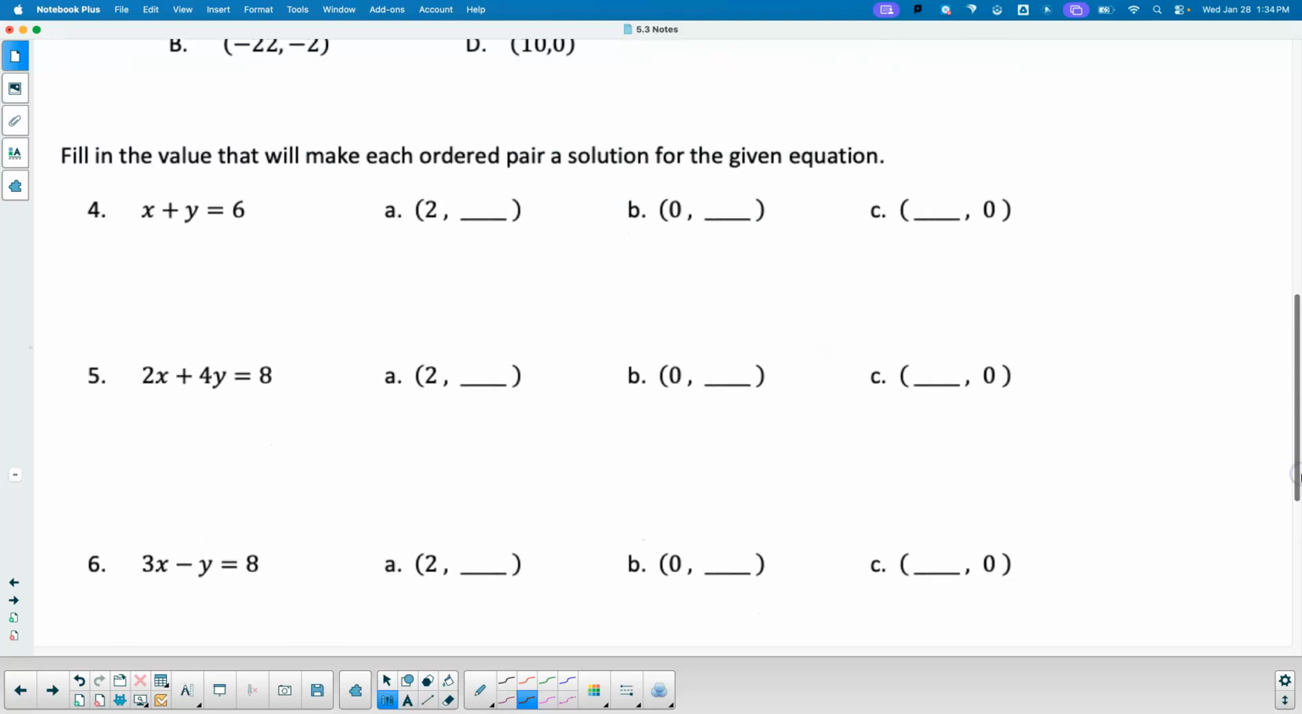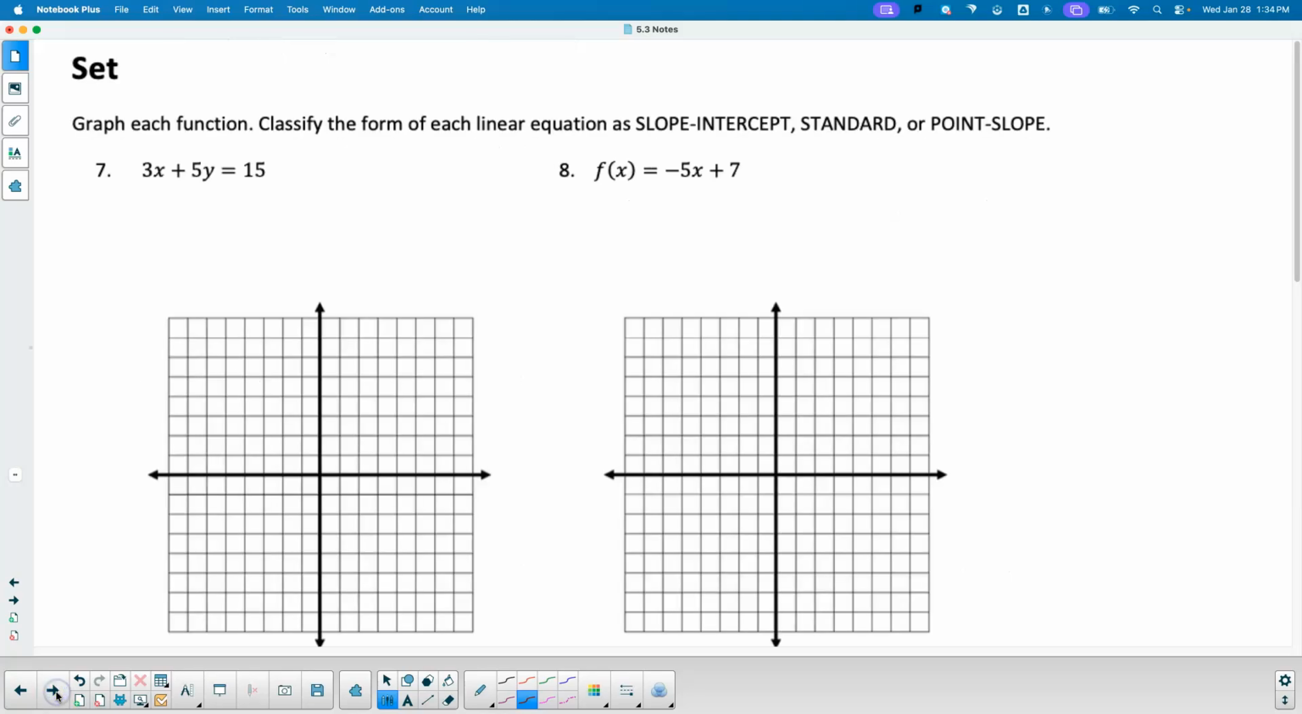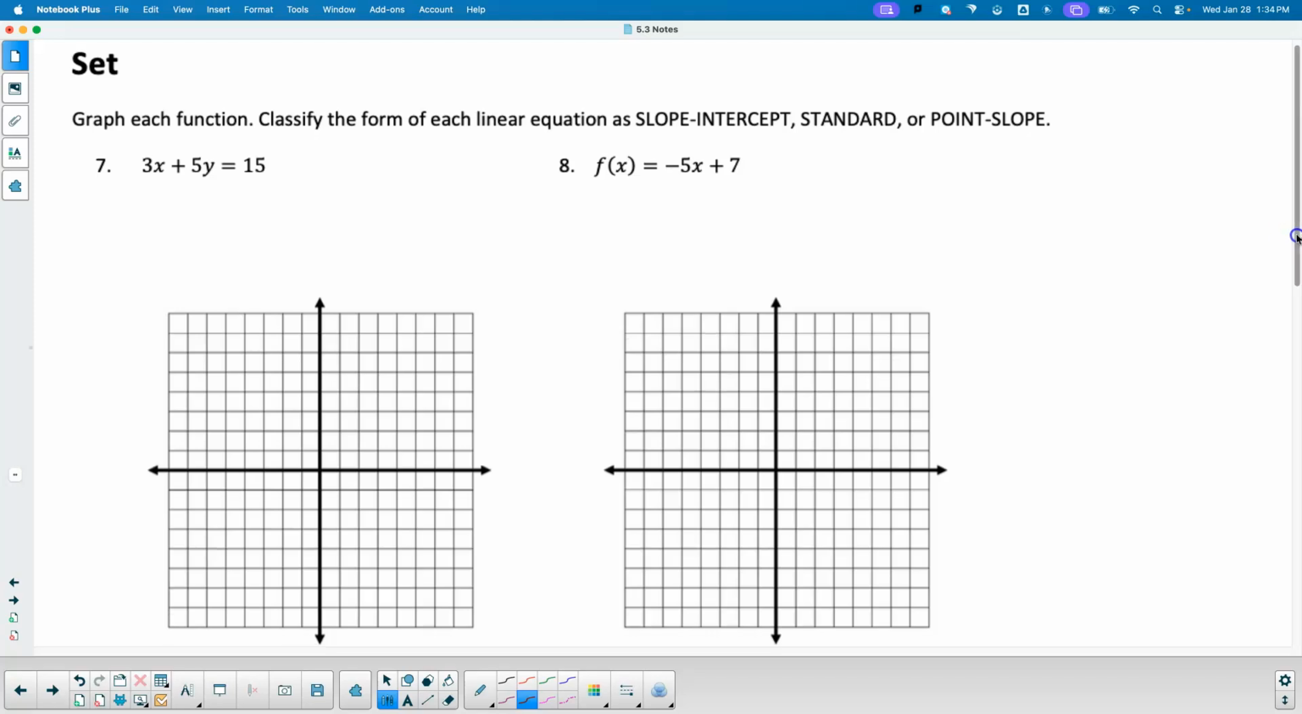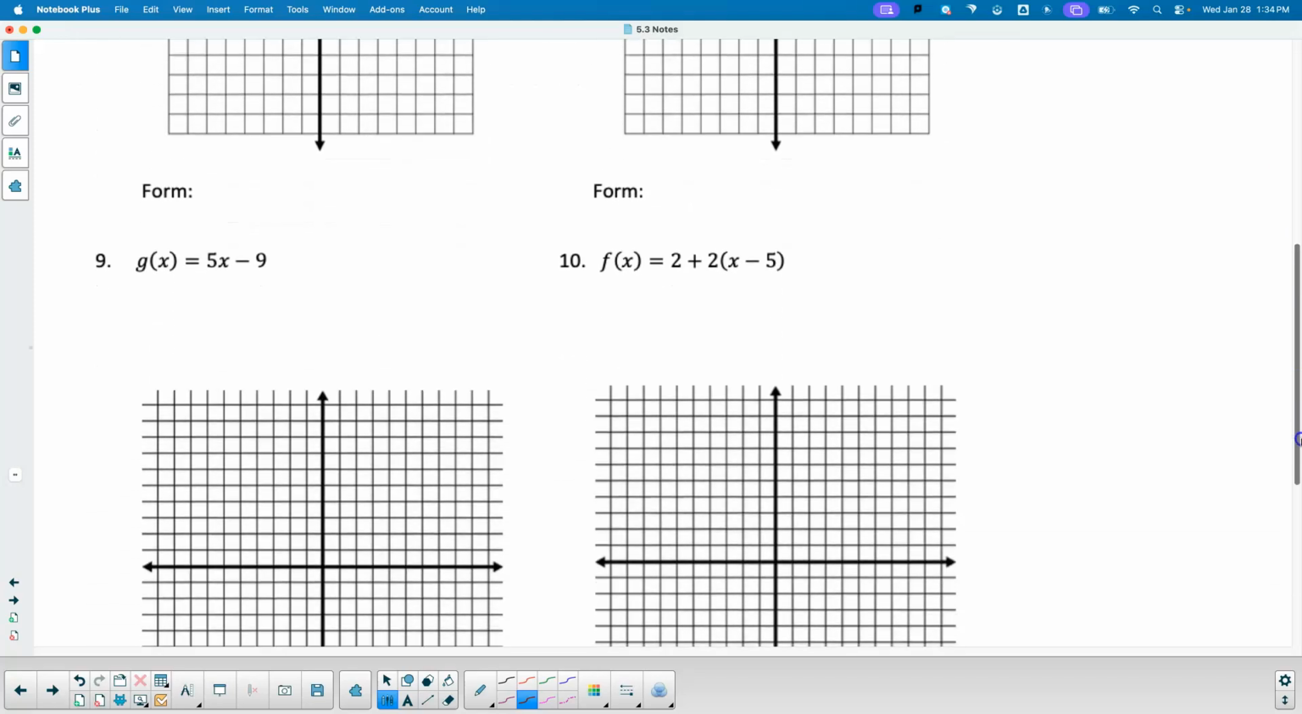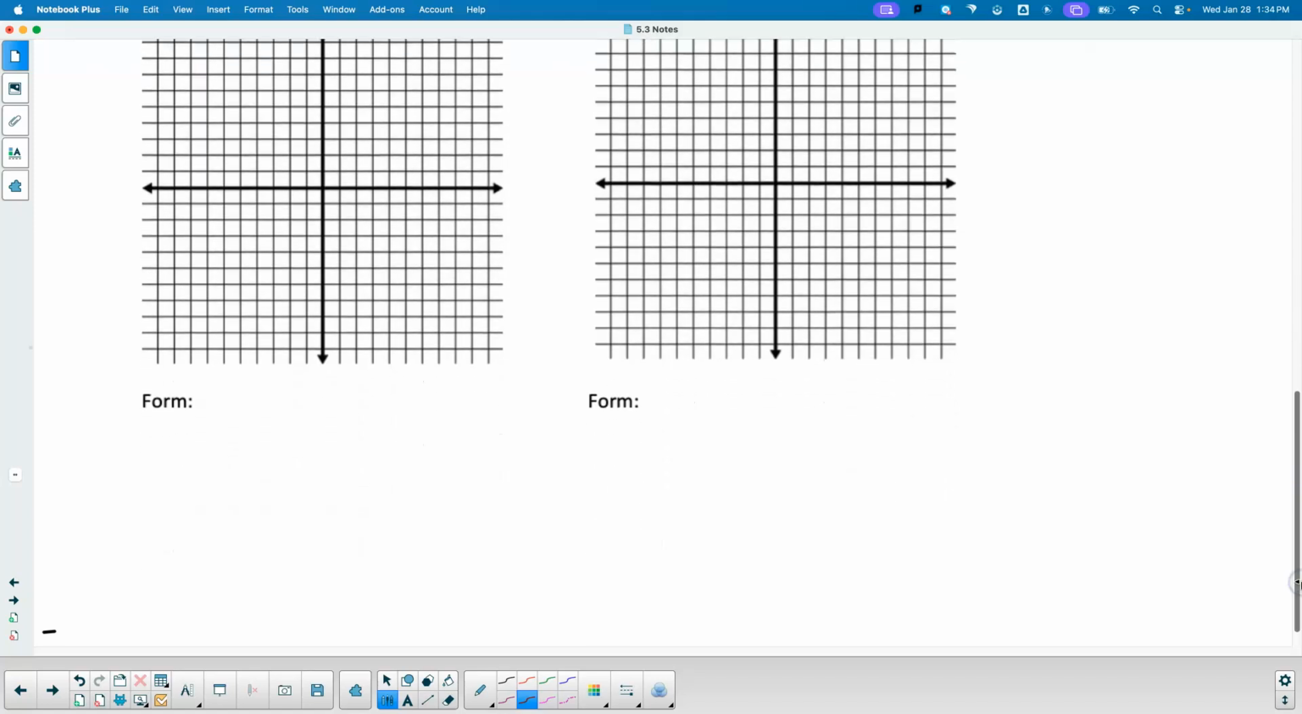4, 5, and 6 are find the missing ones. So x equals 2 for the first for A's. Then you're finding the y-intercepts for the B's. Then you're finding the x-intercepts for the C's. Okay? Hold on, I'm not done yet. I got a whole minute yet. Okay? 7, 8, 9, and 10 are all graphing.